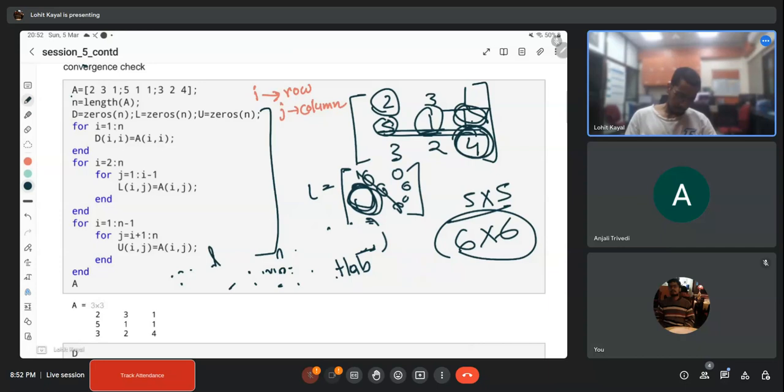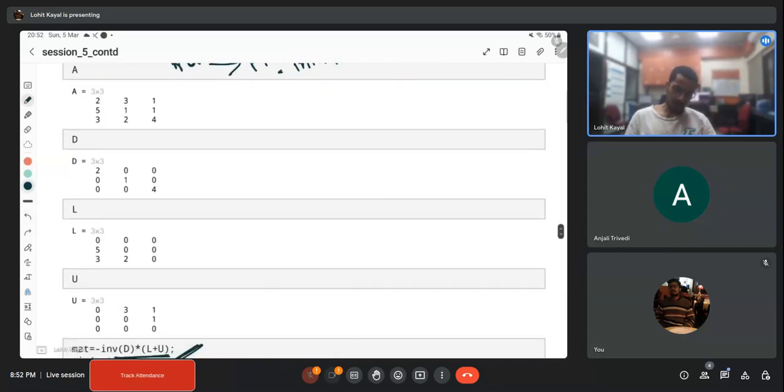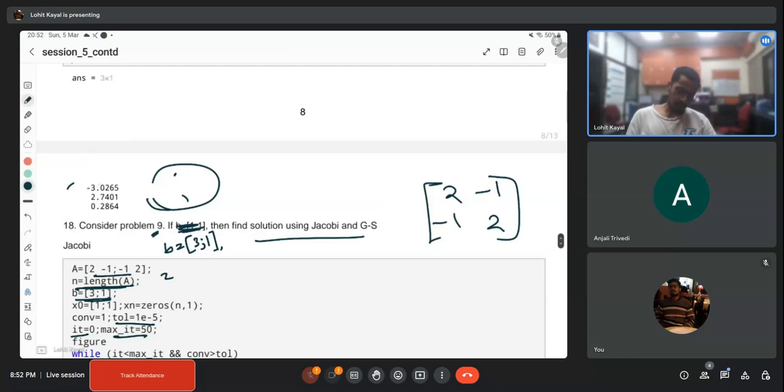And again, at the last, for this matrix, I have calculated the D, L, and U, and I have checked the eigenvalues. And here we have seen that the modulus of this eigenvalue is greater than 1, and this is also greater than 1. So this solution did not converge.